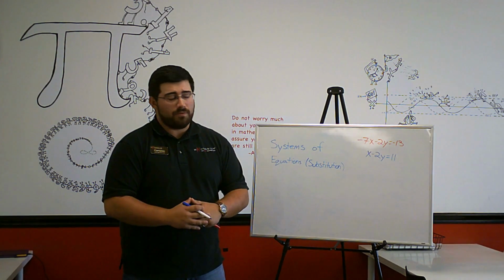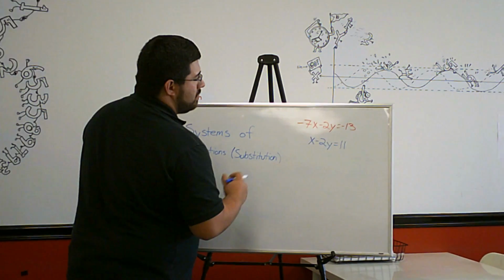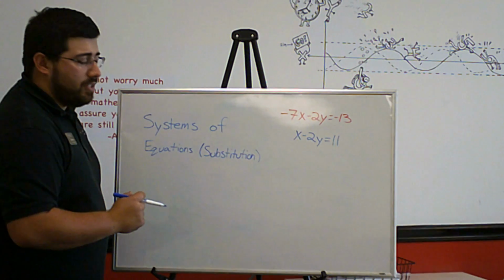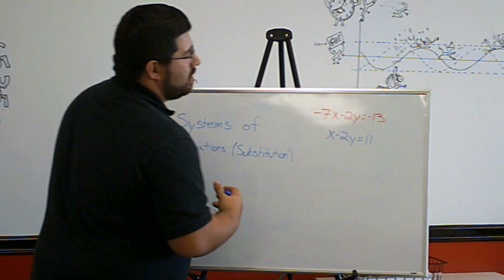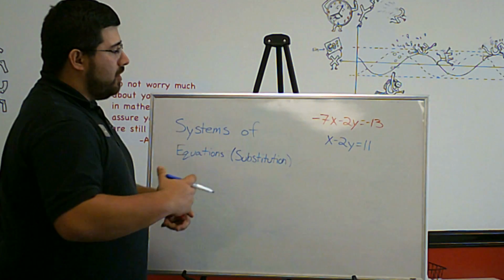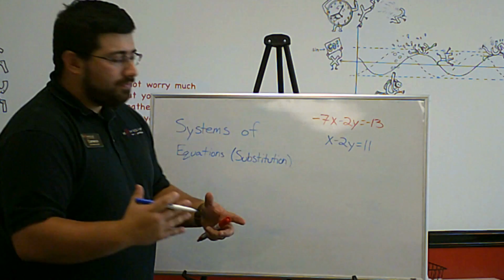using substitution. So today I have two equations here: negative 7x minus 2y equals negative 13, and x minus 2y equals 11. So we're going to go ahead and start to solve for the x and y of this equation, where they meet on the graph.